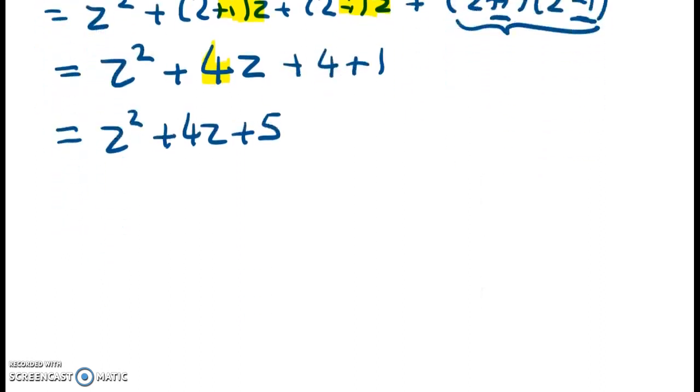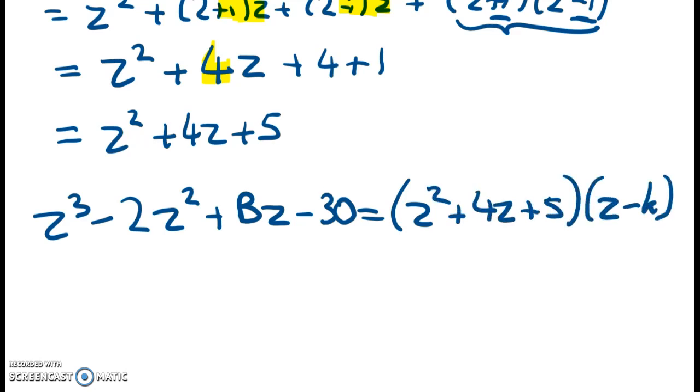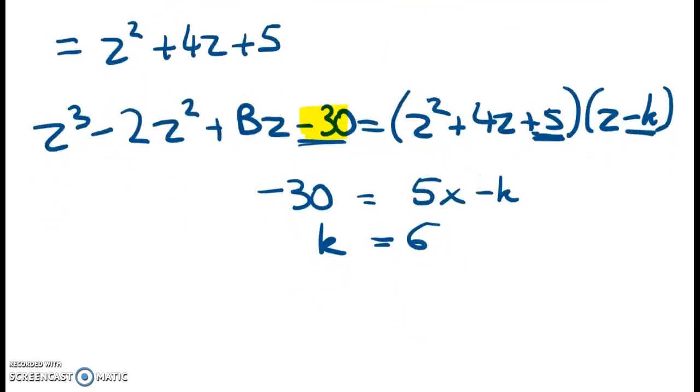So now we're ready to finish off our factorisation. We can write Z cubed minus 2Z squared plus BZ take away 30 is equal to my quadratic factor times a linear factor, which I'll write as just Z minus K. There are several ways to do this. The easiest is probably now to match up the constant term. So this -30 comes from 5 times -K, what we get when we expand that out, telling me that K is equal to 6.